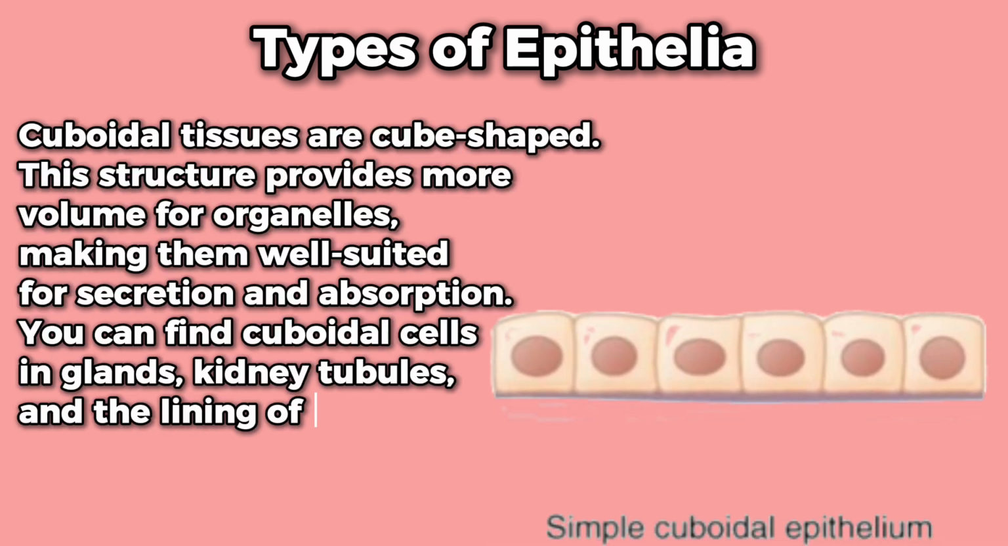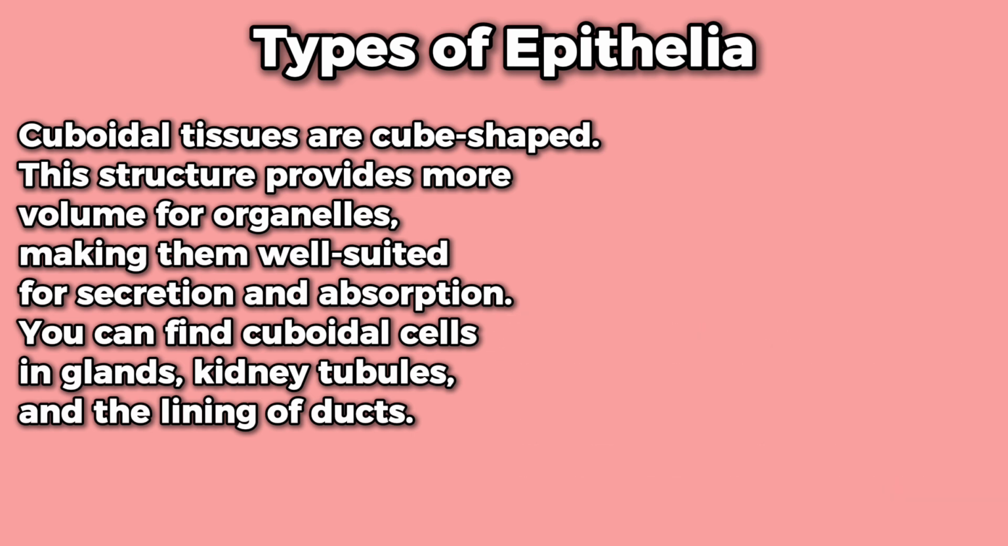Cuboidal tissues are cube-shaped. This structure provides more volume for organelles, making them well-suited for secretion and absorption. You can find cuboidal cells in glands, kidney tubules, and the lining of ducts.